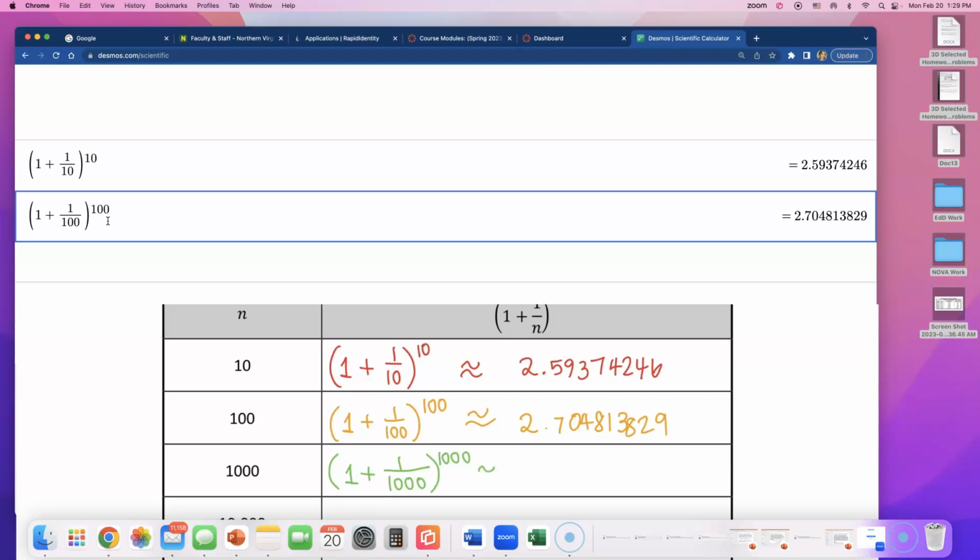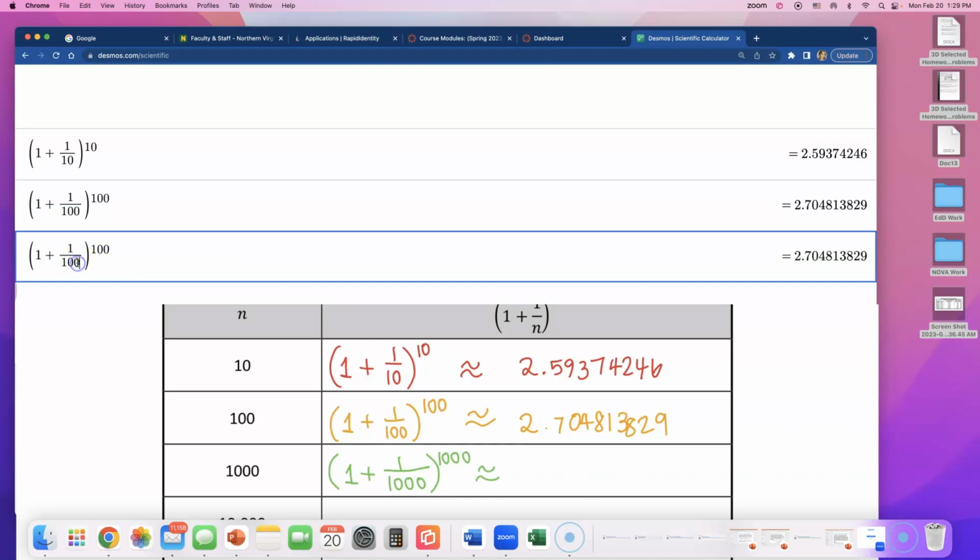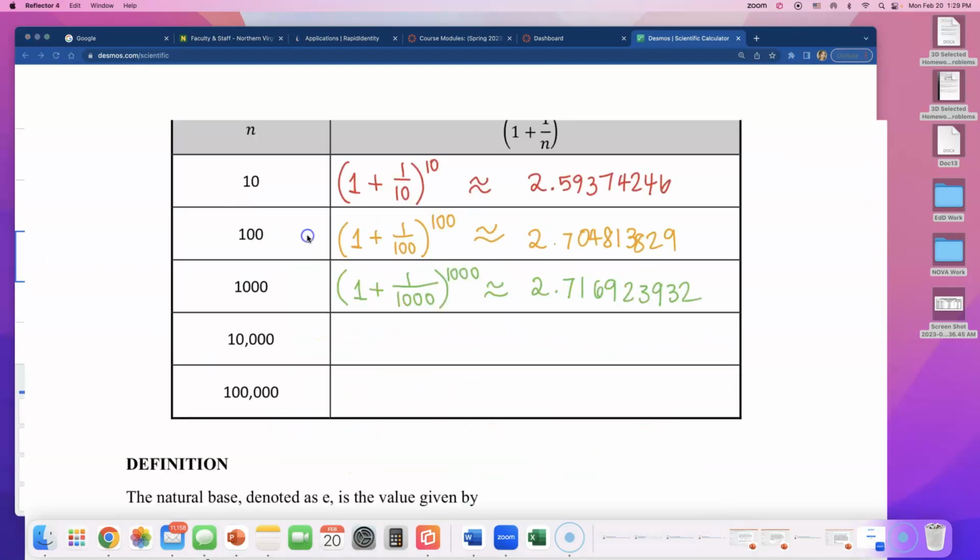Okay? All right, what about that green one? I copy this, but I'm going to change the denominator to 1,000 and the exponent to 1,000. You see it's getting somewhere, isn't it? 2.71 something. 2.716923932 dot dot dot. Let me do 2 more, okay? So what if I change that compounding frequency to 10,000? And I'll write down the other one too.